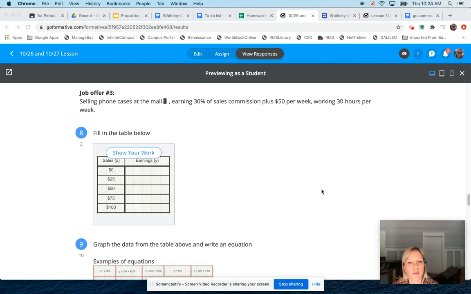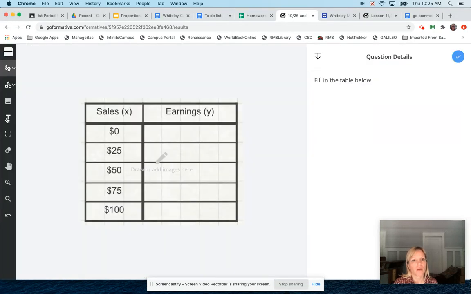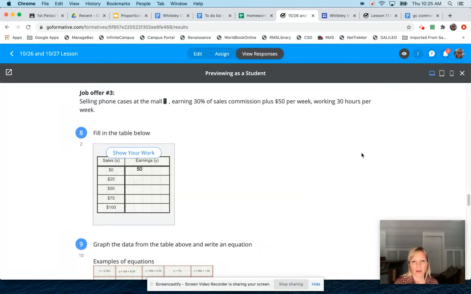All right, guys, I'm going to help you with number 8 and number 9. You're selling phone cases. You earn 30% of sales plus $50 per week. So I know that if I don't sell anything, I still get that $50. So I'm going to put that in first. So at 0 sales, I get 50. And then it says I get 30% of whatever I do sell.